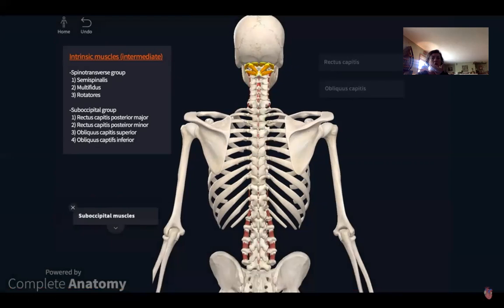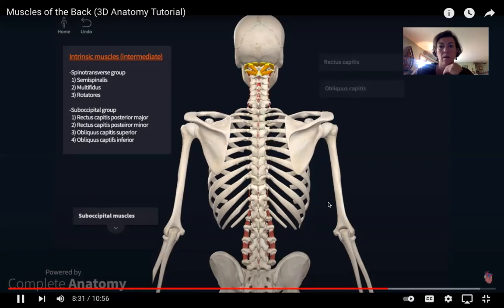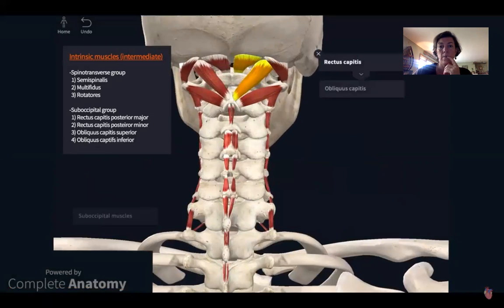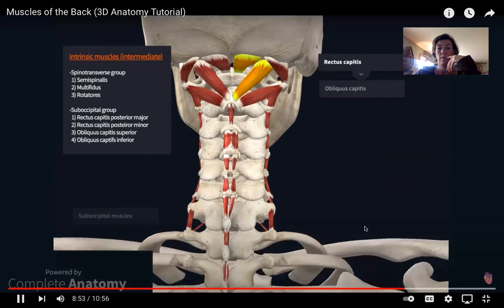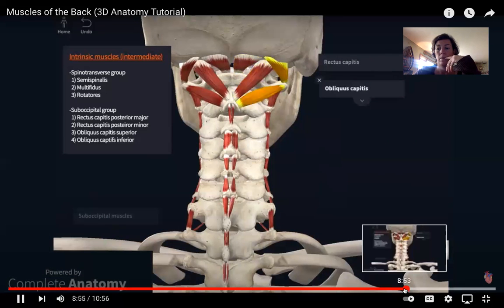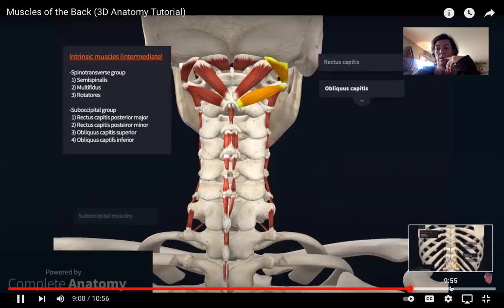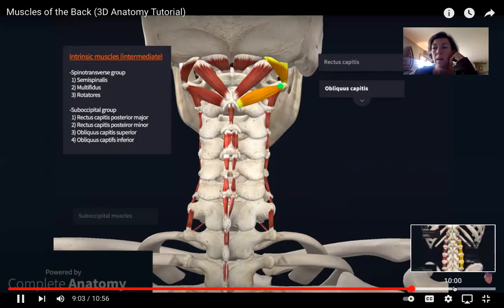These muscles are not included in the muscles of the back articles on the website, but I have included them here as they are often described in this muscle layer. The suboccipital muscles include rectus capitis posterior, major and minor, and obliquus capitis superior and inferior. Rectus capitis major attaches to the spinous process of C2 and the inferior nuchal line, whereas minor passes between the inferior nuchal line and the posterior tubercle of C1. Obliquus capitis inferior attaches to the spinous process of C2 and transverse process of the atlas, whereas the superior muscle passes between the transverse process of the atlas.